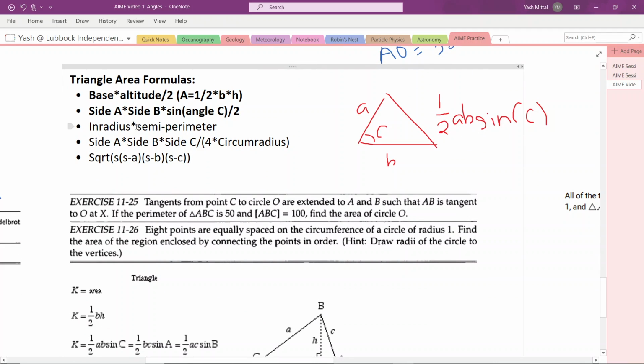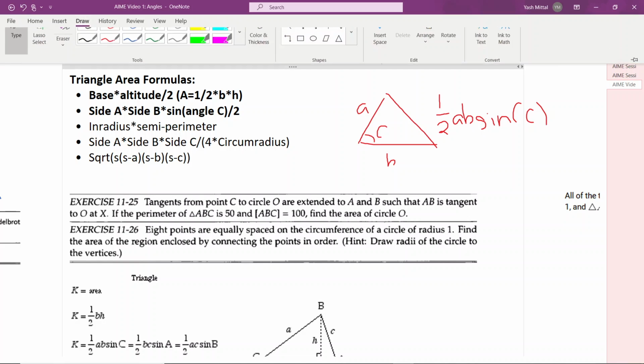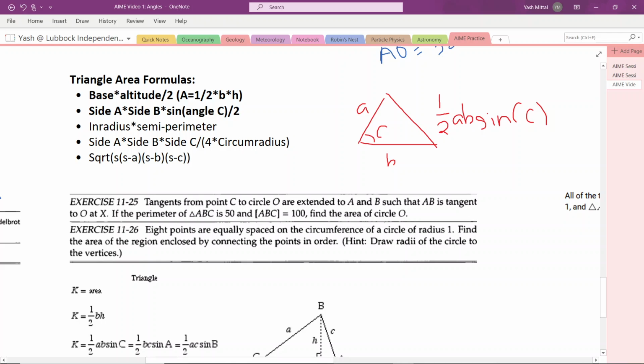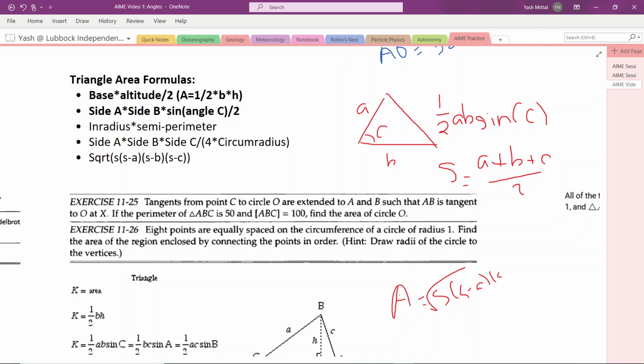And then we have another way, Heron's formula, which is square root of S times S minus A times S minus B times S minus C. But you're probably going to ask, what is S? S is the semiperimeter, and the semiperimeter is just half of the total perimeter. Remember, a perimeter is just the sum of all the sides. So we have S is equal to A plus B plus C over 2, and you have area is equal to square root of S times S minus A times S minus B times S minus C.